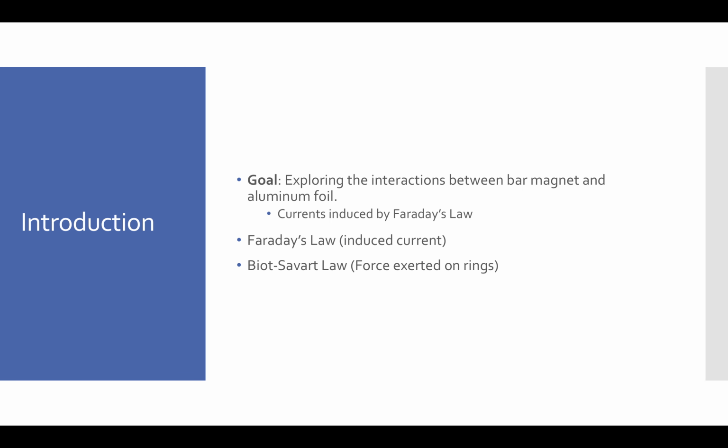So just an introduction, the goal of this lab was to explore the interactions between a bar magnet and an aluminum foil tube. We're going to be looking at the currents induced by Faraday's law. Basically, we're dropping a bar magnet down the length of an aluminum tube and calculating how long it takes to fall, and based on that we are able to figure out the force exerted by the rings on the bar magnet and the induced current.